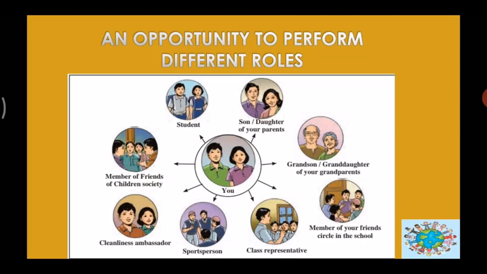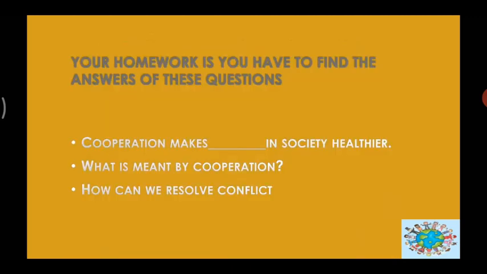Let's move forward. The next is your homework. The first one is: cooperation makes dash in society healthier. The second one is: what is meant by cooperation. And the third one is: how can we resolve conflict. That's all for now. Your chapter ends over here.